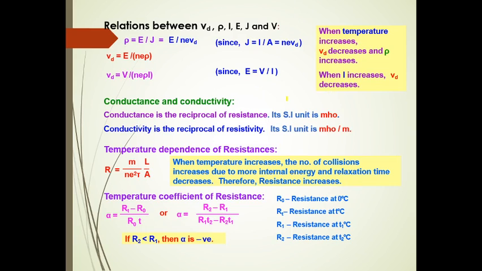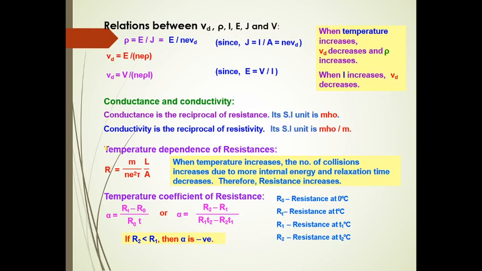The conductance is the reciprocal of the resistance. Its unit is just the reciprocal of resistance. The unit is mho, which is just the reverse of the ohm. Conductivity is the reciprocal of resistivity, and its unit is mho per meter.